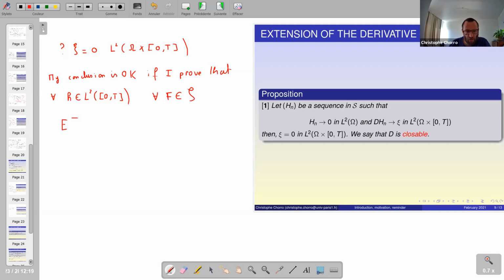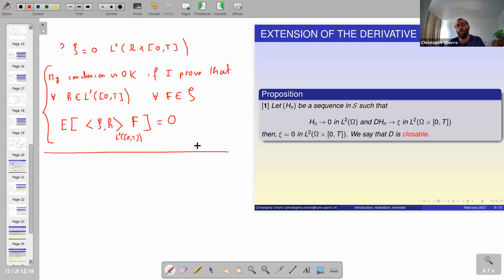if I prove this, that the expectation of the scalar product of C with H, times F, is equal to 0. Here, the scalar product is in L2 of 0 capital T. So I want to prove this. My first question is why C is equal to 0 if I fulfill this condition. If I fulfill this condition, what happens?